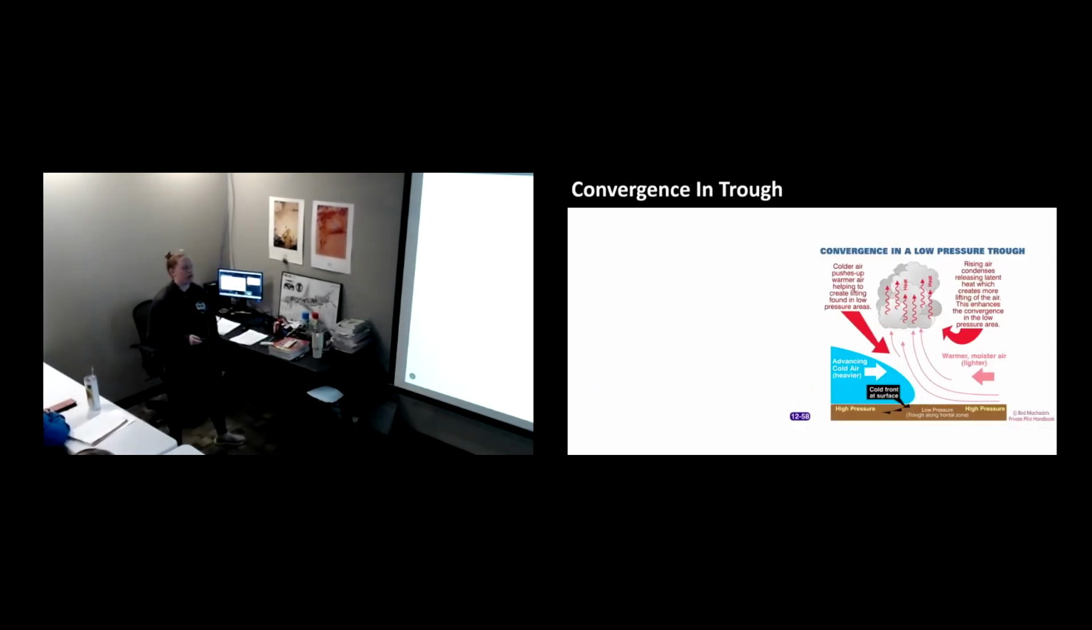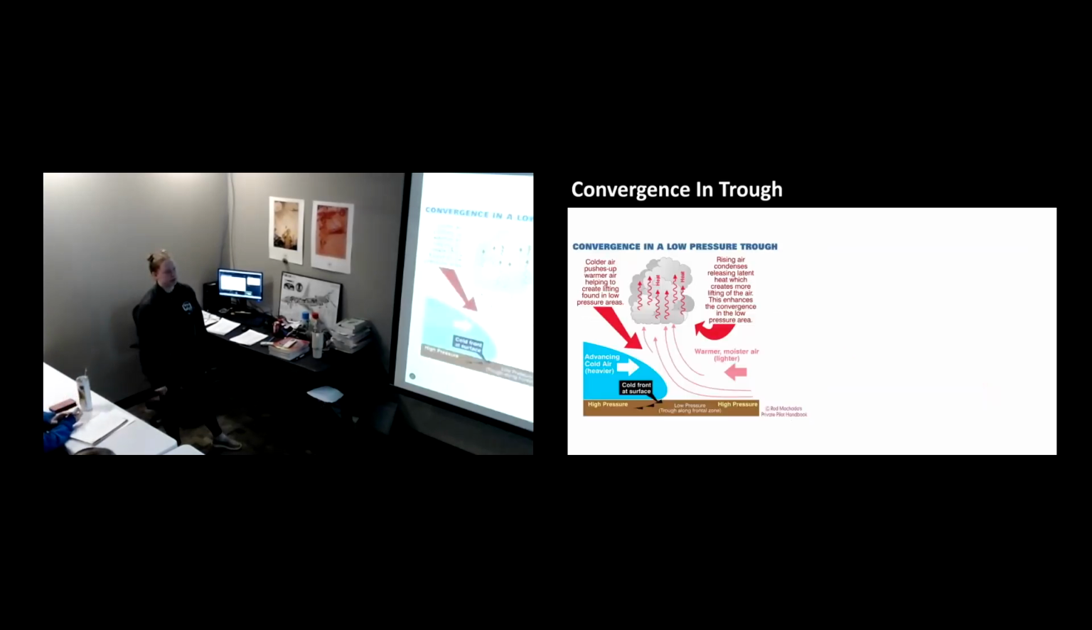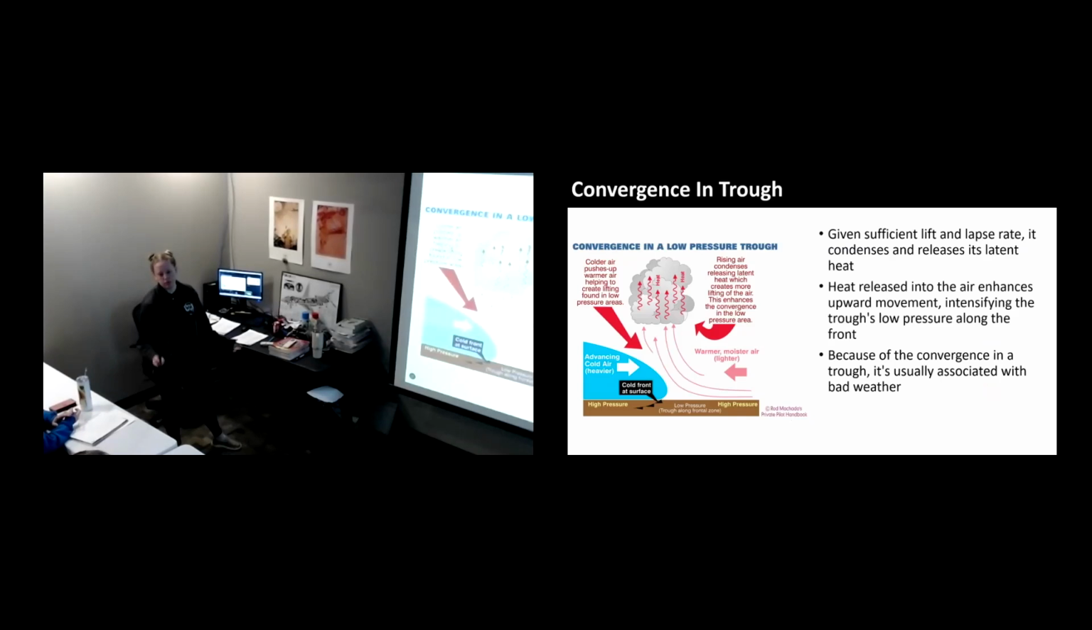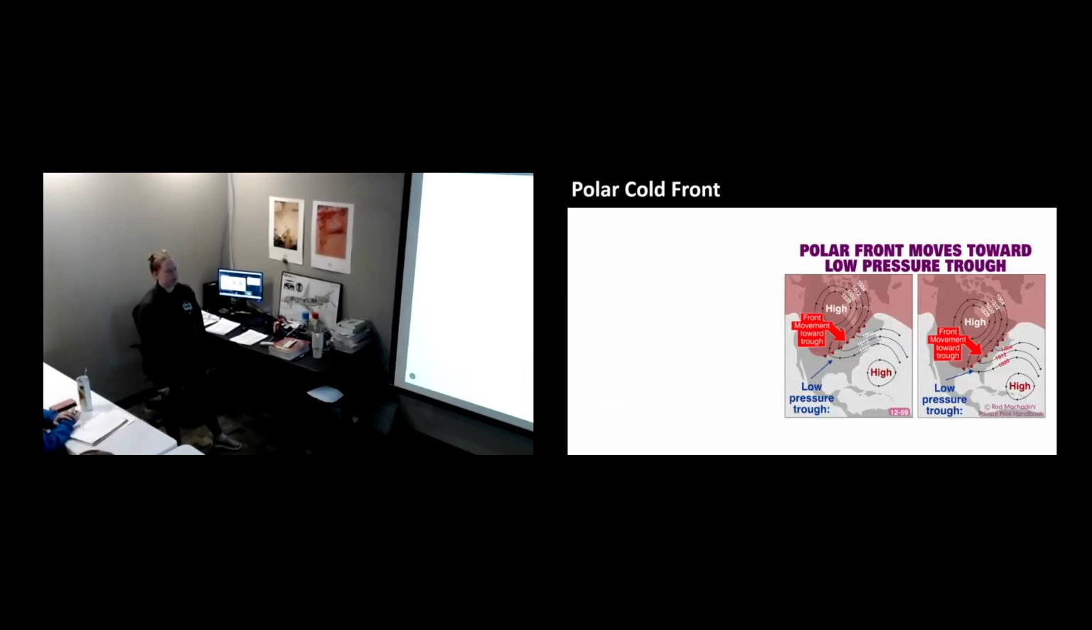Convergence in a trough. So we have warm, moist air and cold, heavier air, and so it's going to push up. Look what that looks like. Lots of lifting action, lots of thick clouds, and we have a little storm forming. That's just how something would form.